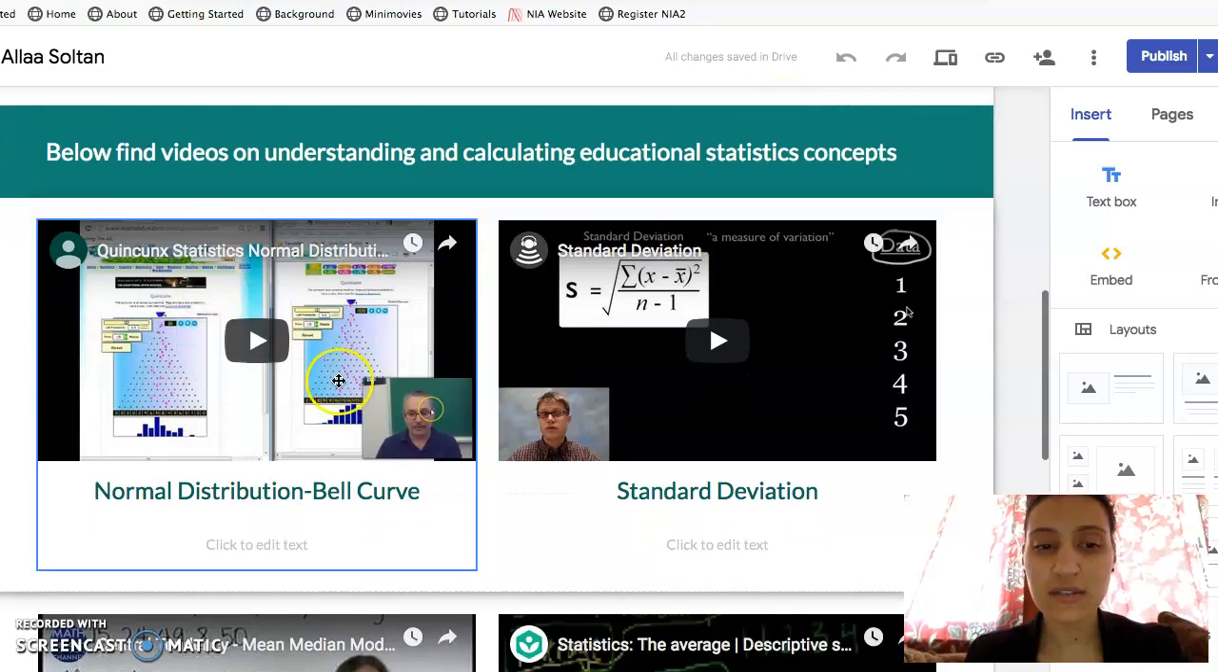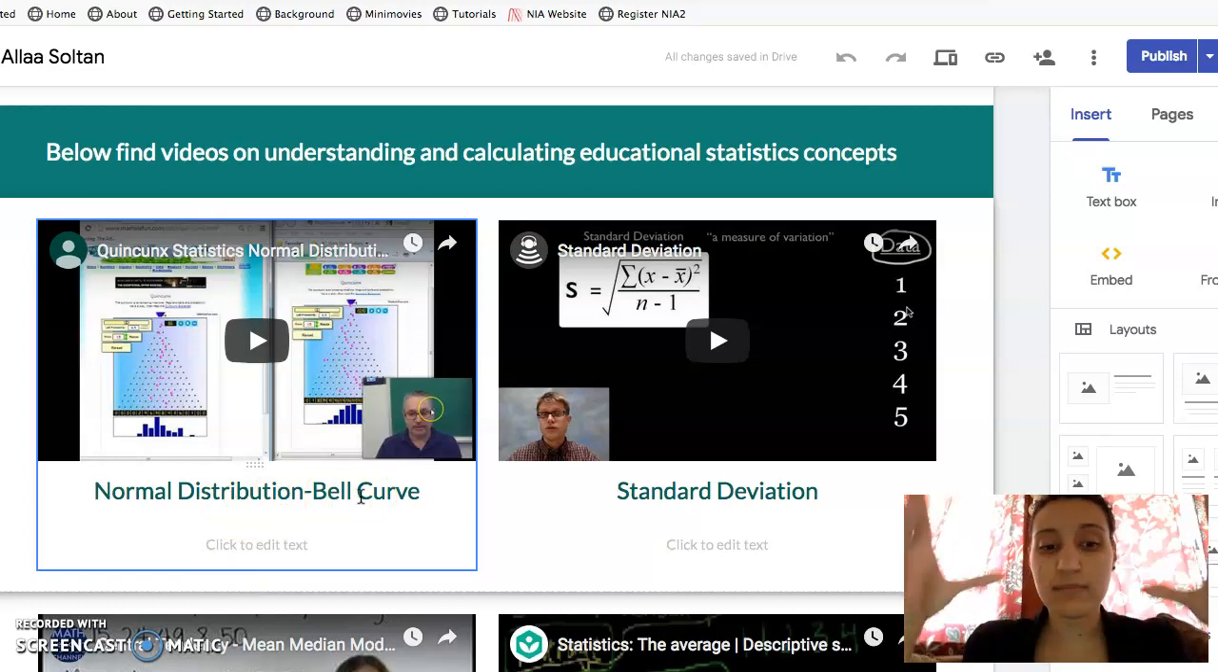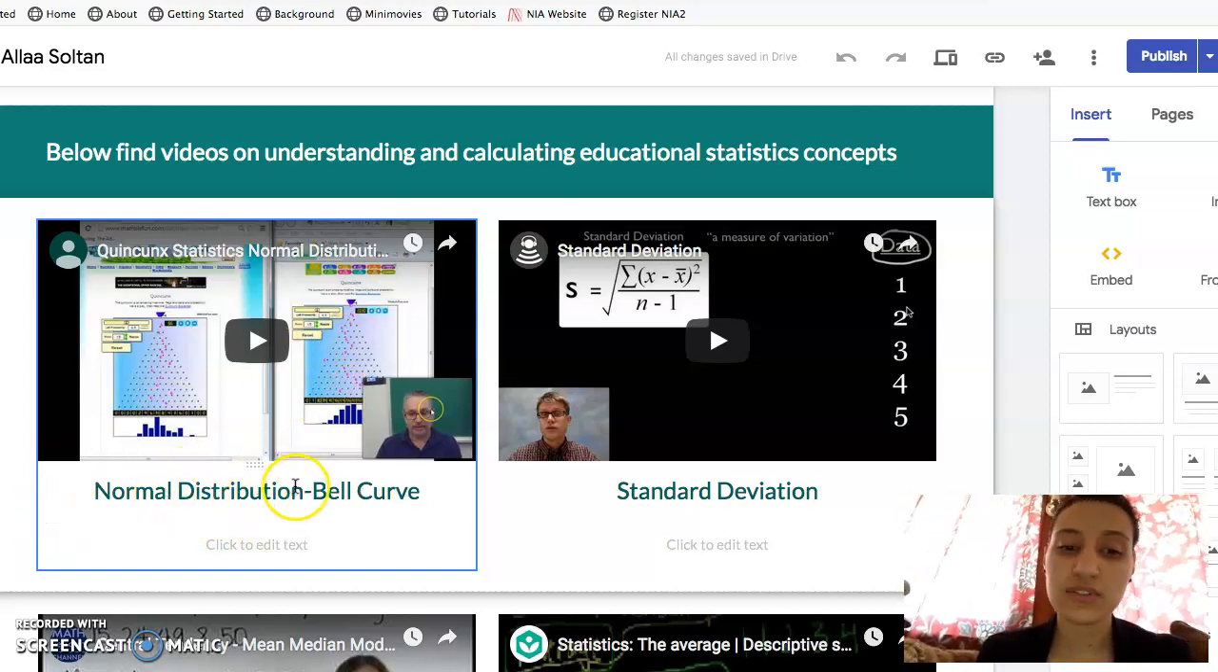statistic concepts. So we have the normal distribution bell curve, which is basically shaped like a bell. You have all your data points arranged in a bell type manner, but on the sides you have your standard deviation. And for more information on that, you can go to the normal distribution bell curve.